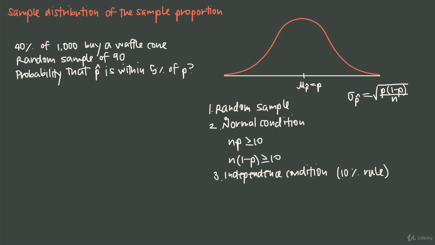So we want to look at our three conditions. Well, the first is random sample, and we were told that we took a random sample. So we're kind of assuming that, so we have met that condition.